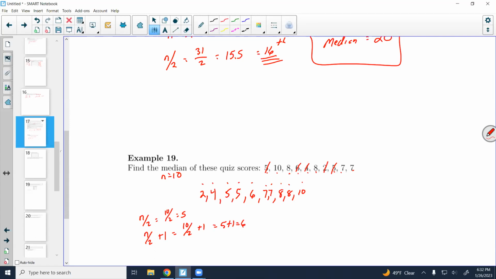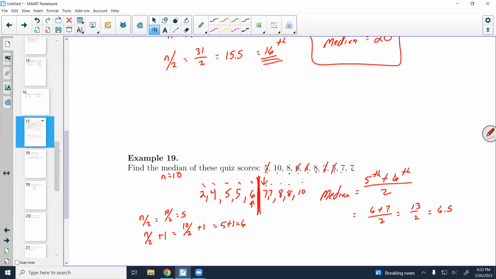Okay? So what this means is my median is equal to the 5th data point plus the 6th data point divided by 2. So here's the 5th one: 1, 2, 3, 4, 5. And that makes this the 6th one. I have 6 plus 7 divided by 2, 13 divided by 2, or 6.5. 6.5 would lay right here if I had a value.